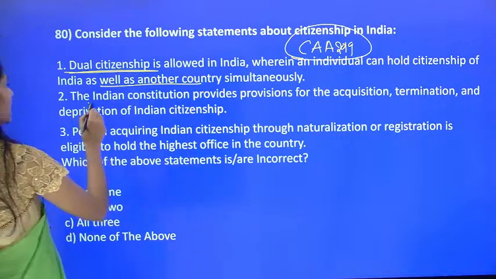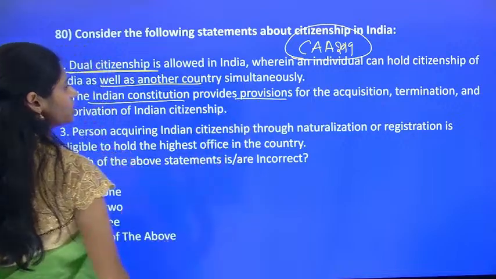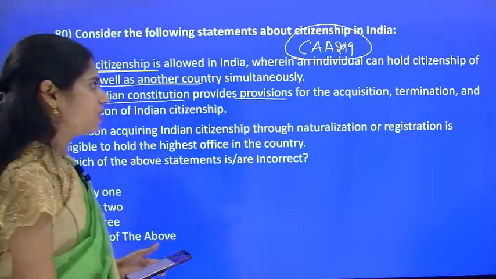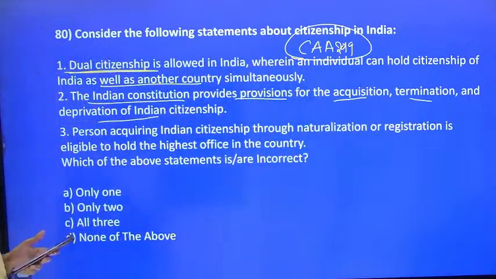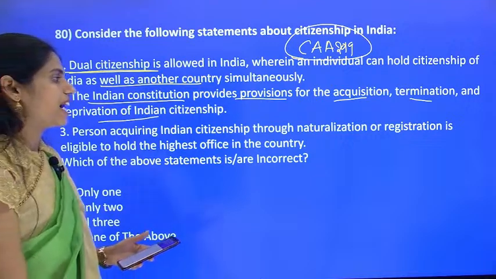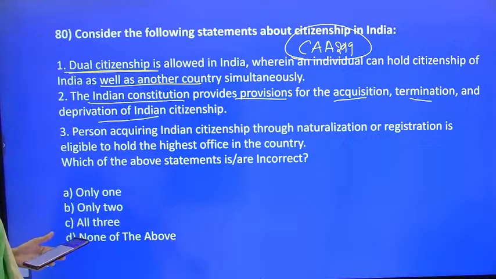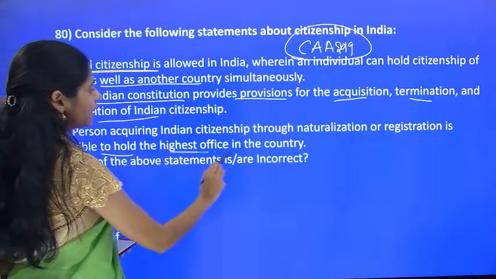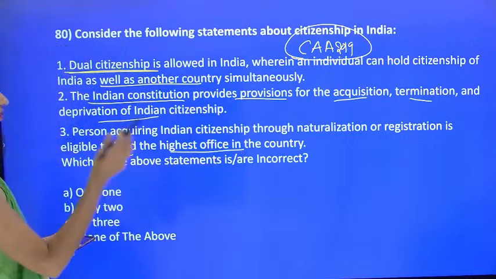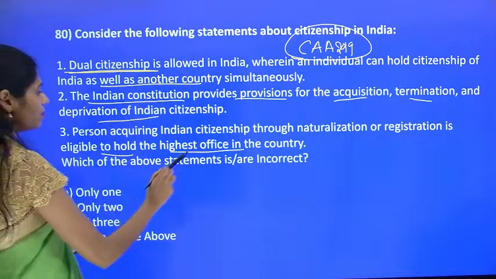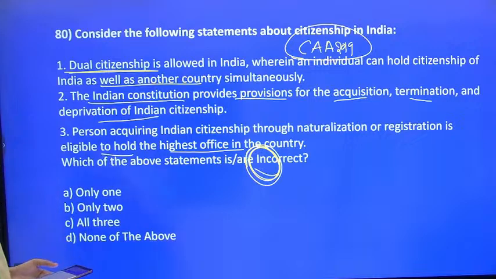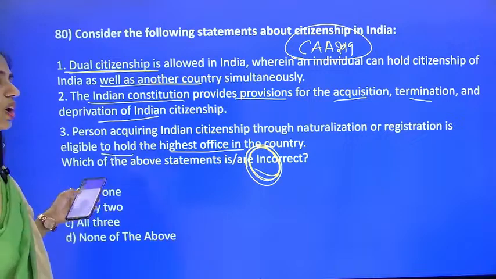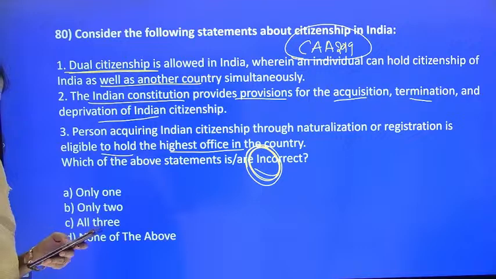And next one is, the Indian Constitution provides provisions for acquisition, termination and deprivation of Indian citizenship. Next one is, a person acquiring Indian citizenship through naturalization or registration is eligible to hold the highest office in the country. So which of the above statements are incorrect? Read the statements and tell me which statements are correct and which are incorrect.